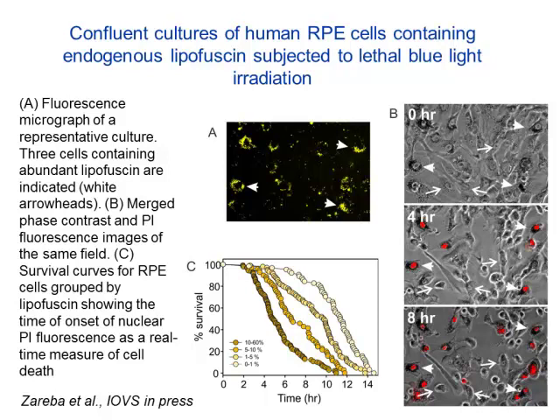Here are the data. This is a fluorescent micrograph of a representative culture. You see that these show significant fluorescence, again, due to the fact that those RPE cells contain a higher amount of lipofuscin granules, endogenous lipofuscin granules.